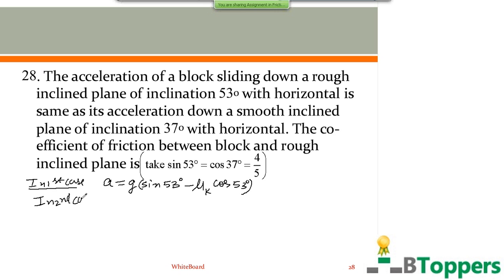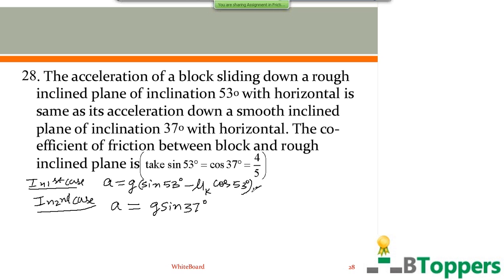The acceleration of the block when it slides down the smooth inclined plane, under the action of its weight mg and normal reaction force by the inclined plane, is given by a equal to g sine theta. So in the second case, theta is 37 degrees.